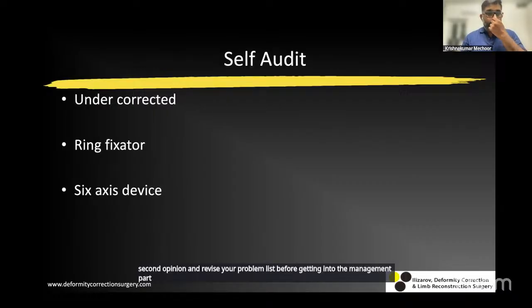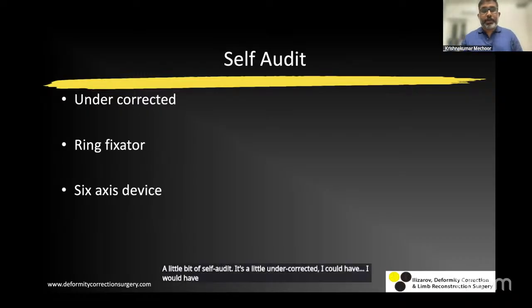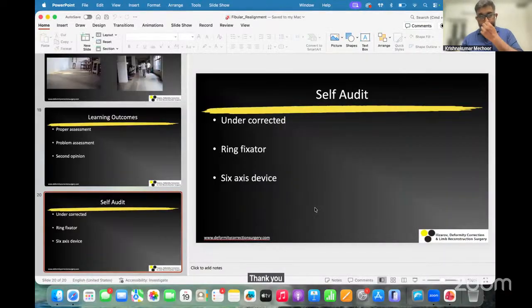A little bit of self-audit. It's a little under-corrected. I would have made it a little bit better. And in the present day, if I am getting such a case, what I would do differently is I might use a ring fixator and a 6-axis device so that I get more of a perfect correction. Thank you.